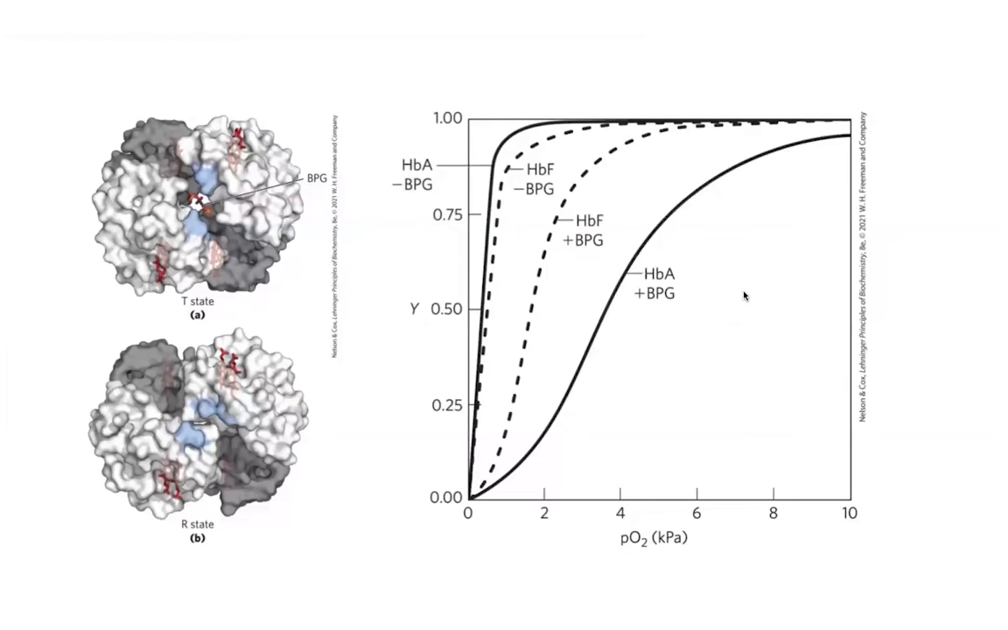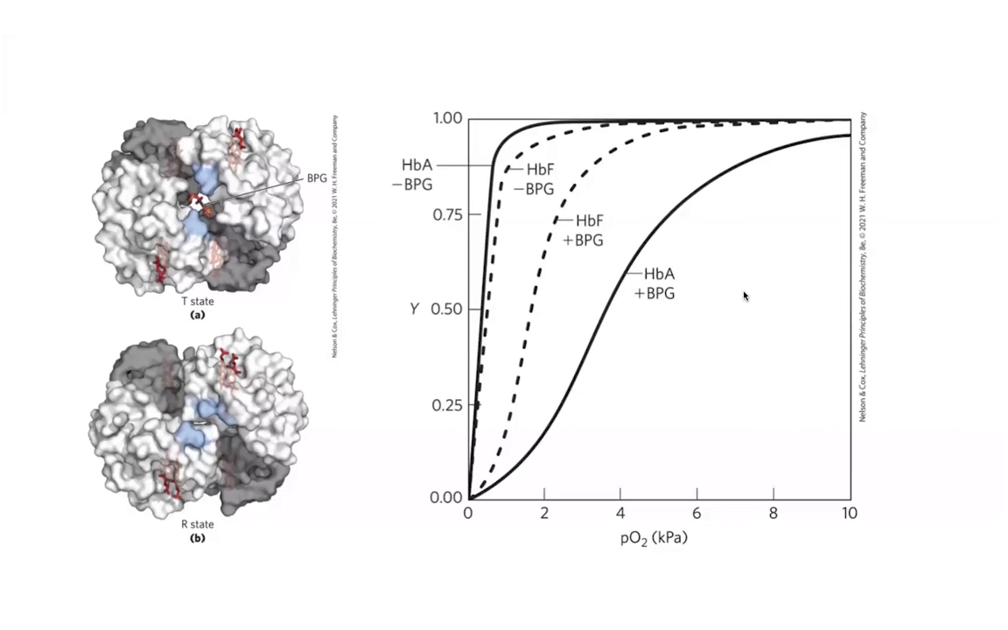One more cool thing about BPG before we finish is that we also have, as I mentioned before, fetal hemoglobin, which has gamma subunits instead of those beta subunits. What this means is that it has different affinities for oxygen than the adult hemoglobin. Note that HbA is the adult hemoglobin, and HbF is the fetal hemoglobin. So remember that the fetal hemoglobin is going to have those gamma subunits. One of the reasons why it has these different affinities is because it has a different affinity for BPG.